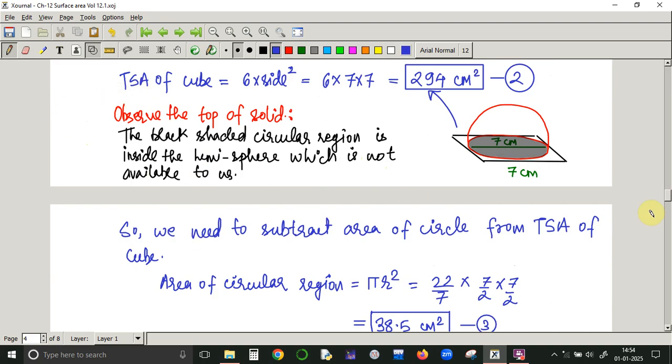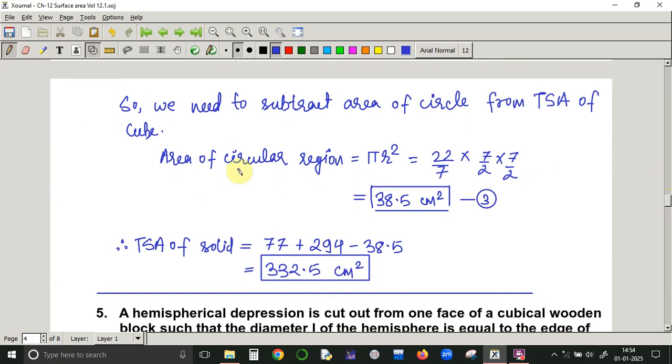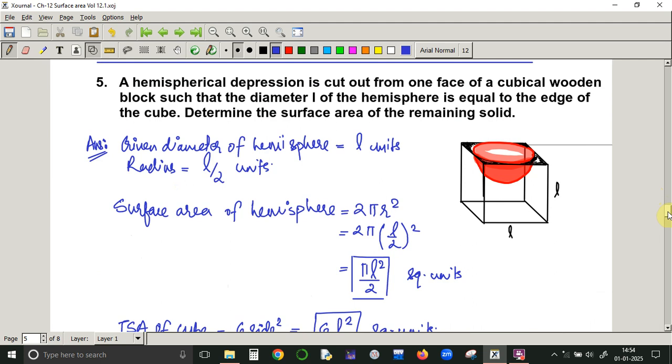So we need to subtract the area of the circular disc from the TSA of the cube. The area of the circular region is pi r square. This much total surface area is 77. That is the CSA of the hemisphere. This is the total surface area of the cube, and the one with the negative sign is the area of the circular disc. I hope this is also clear.